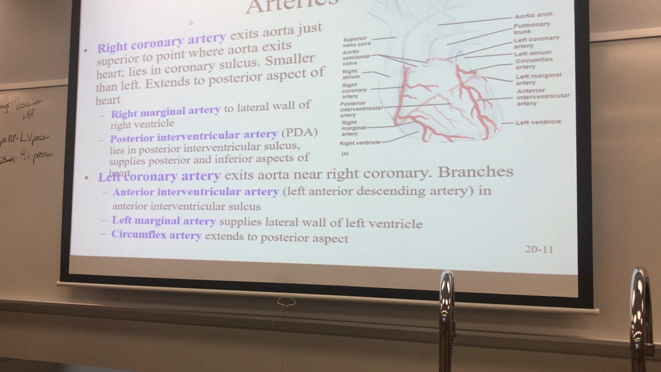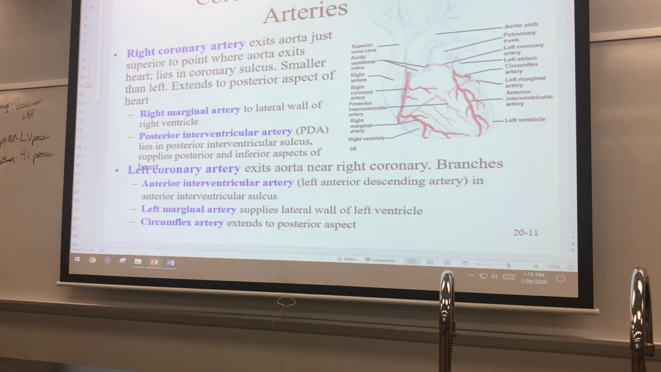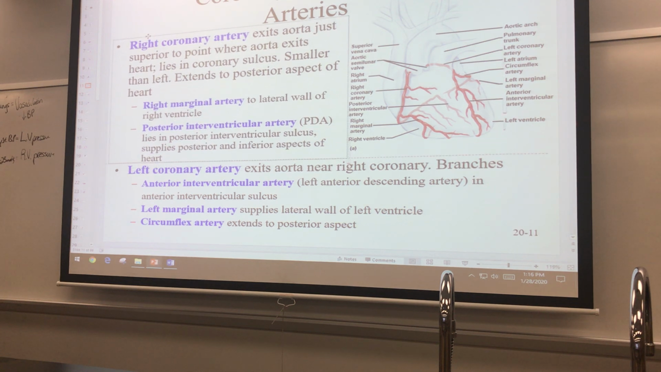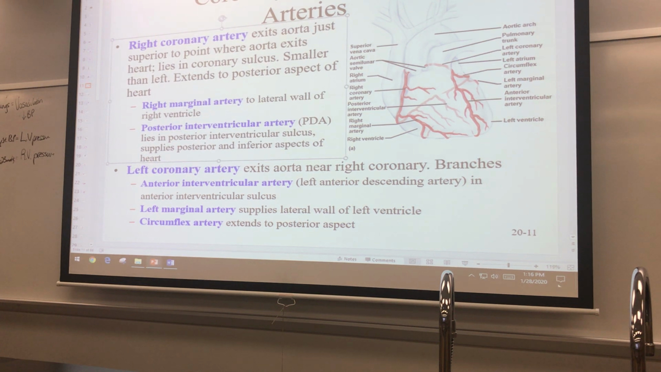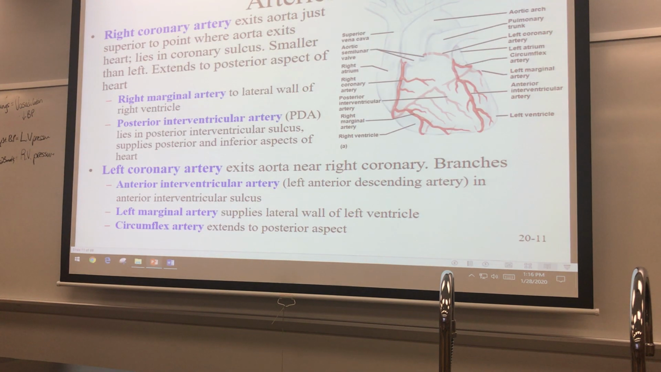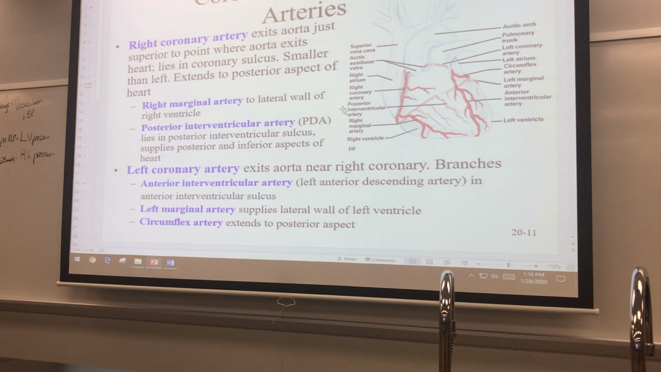Now, when we look at the coronary arteries right here, keep in mind, these are the arteries that usually become clotted when we have an MI. We'll talk about these when we go through the lab in a few minutes. So we'll talk about it as we get through those, so I'm just going to skip through this right now.